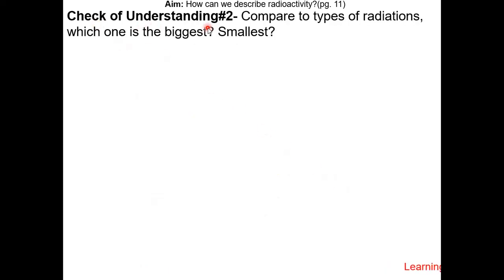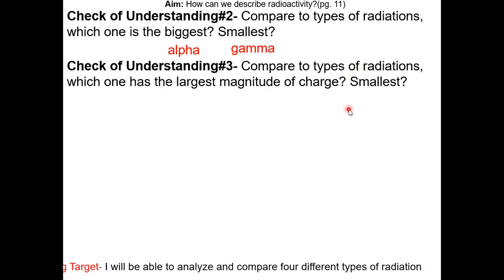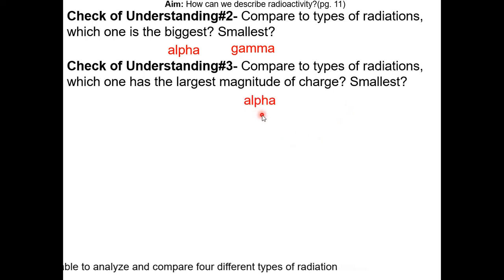Check of understanding number 2: compare the types of radiation, which one's the biggest and which one's the smallest? Using the table, the biggest is alpha and the smallest is gamma. Check of understanding number 3: compare the types of radiation, which one has the largest magnitude of charge, which one has the smallest? Using the table, alpha has the largest magnitude. It is +2. The smallest will be gamma because it does not have a charge.